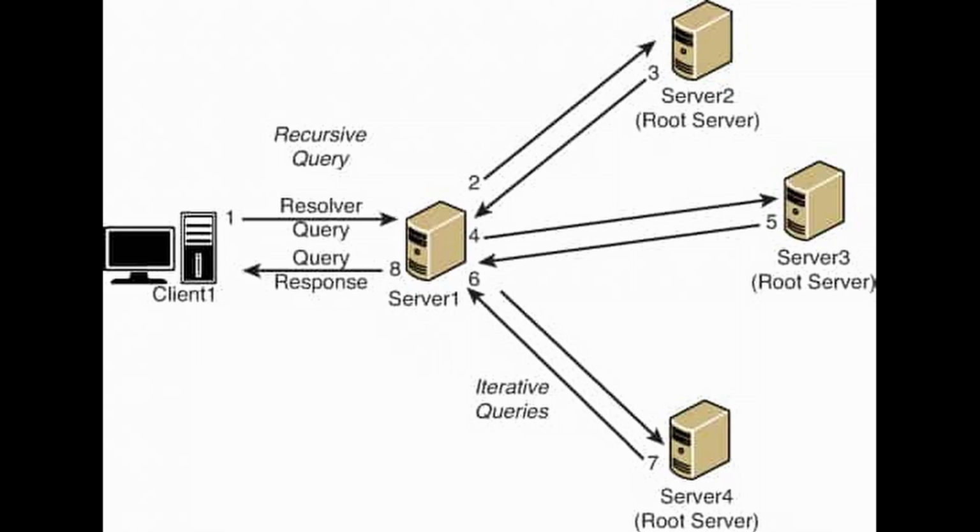The first type of DNS query is the recursive query. In a recursive query, a DNS client requires that a DNS server will respond to the client with either the requested resource or an error message if the resolver cannot find the record. The second query is the iterative query.